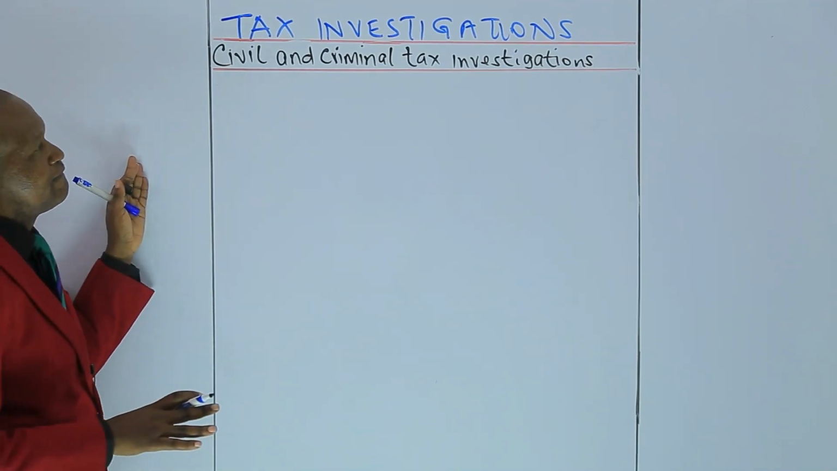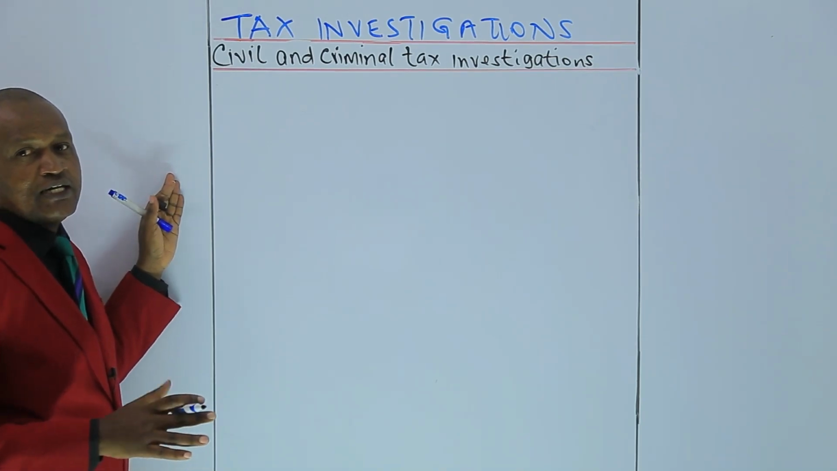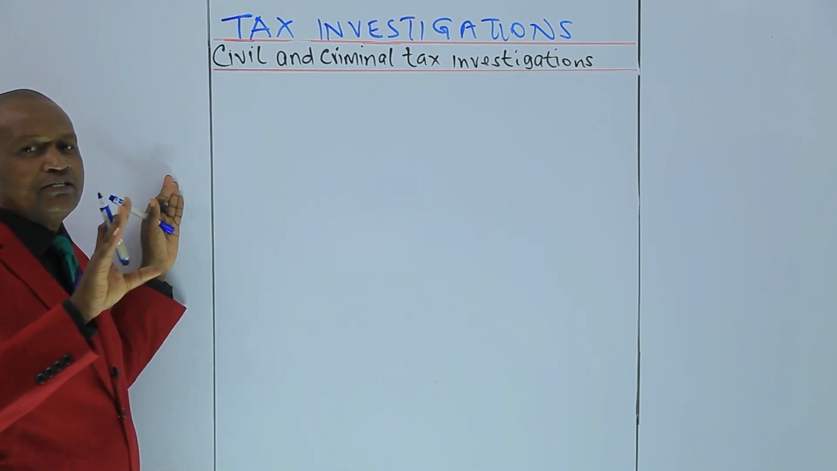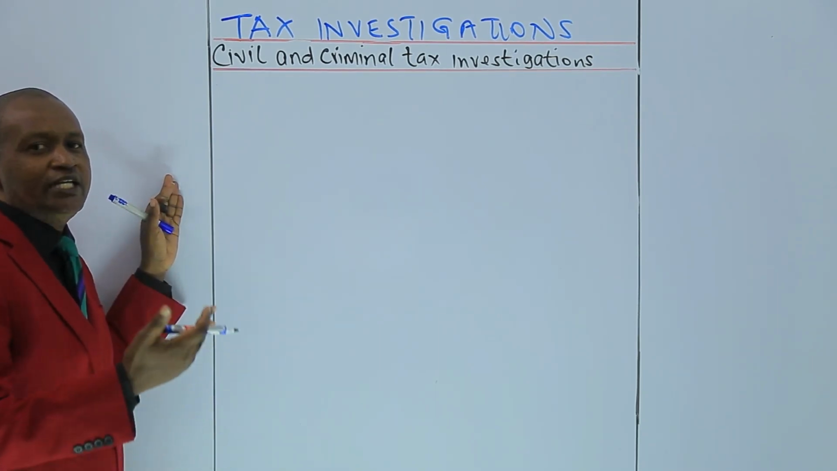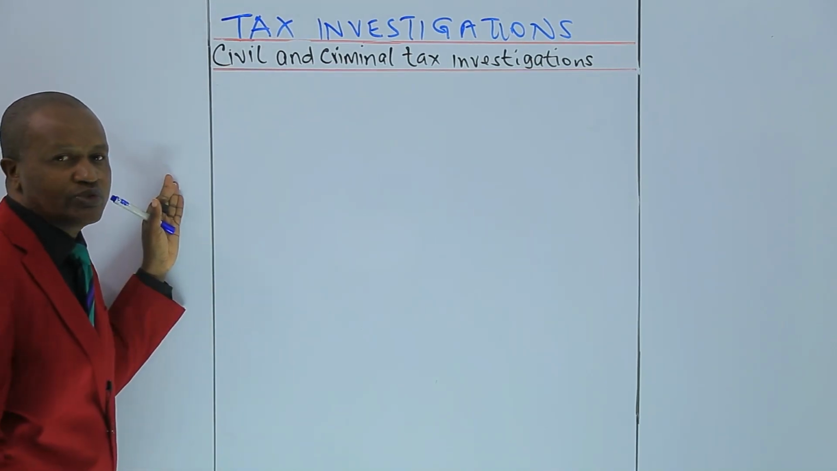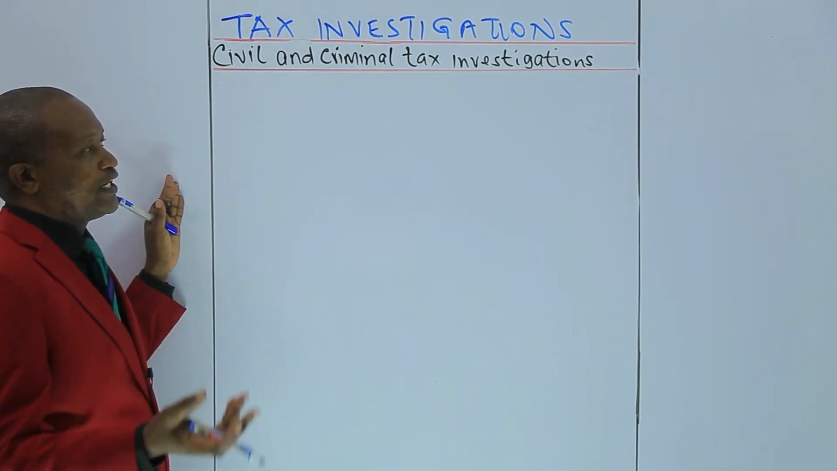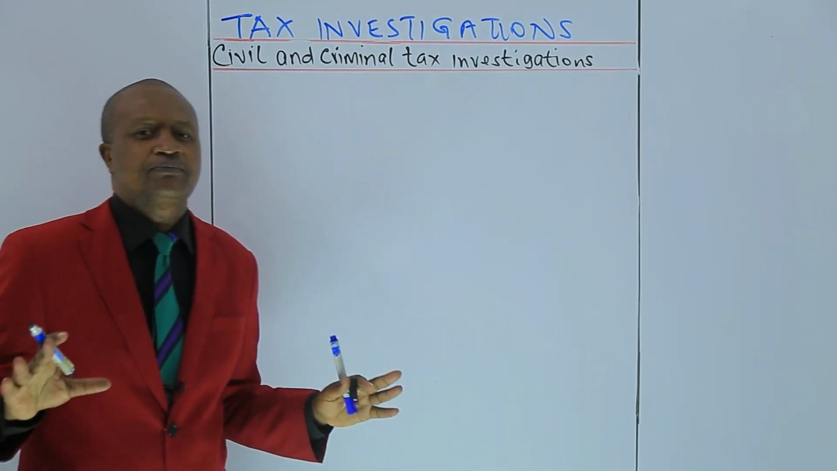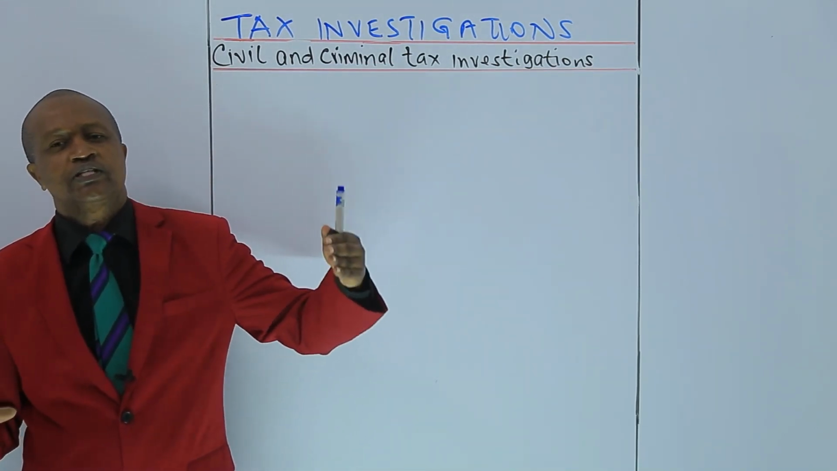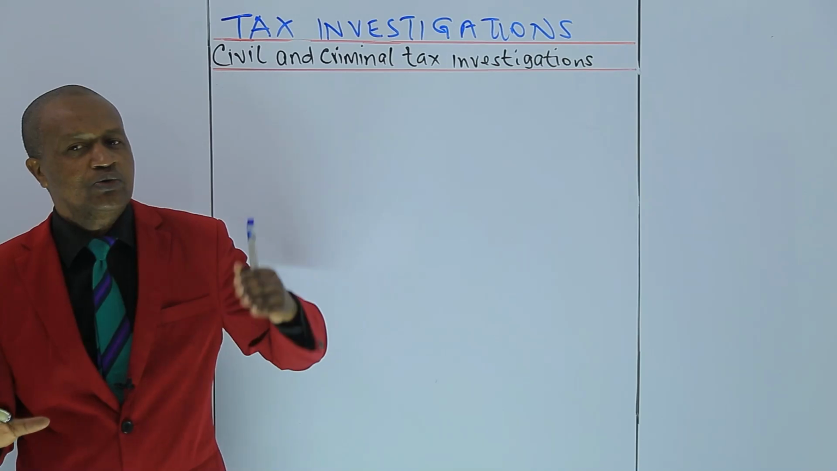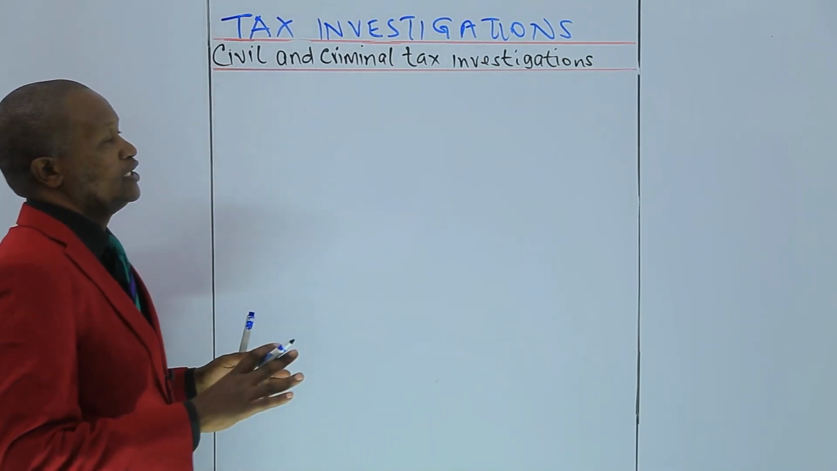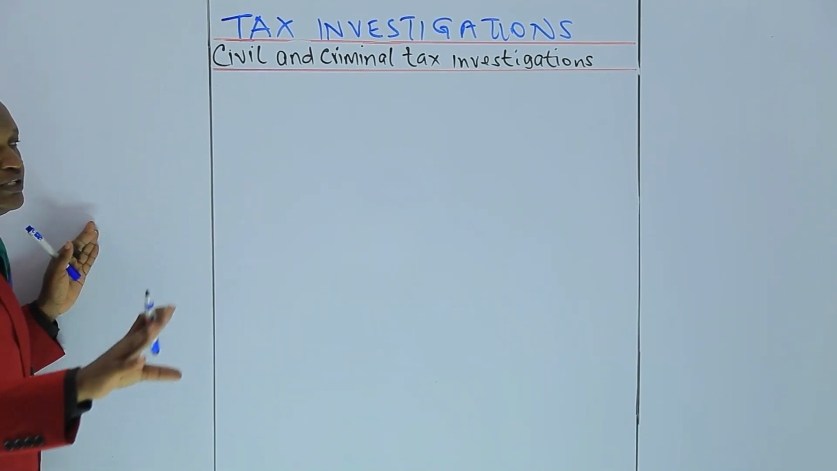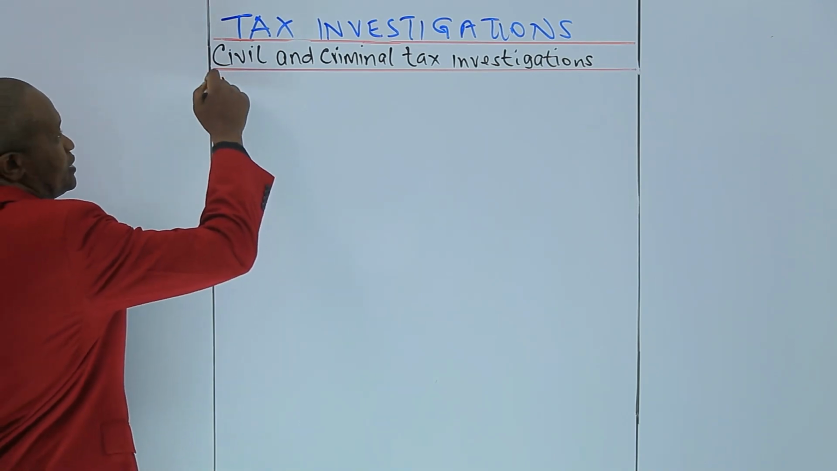And these investigations are typically initiated when KRA suspects that a taxpayer has underreported income, has overstated deductions, or has failed to file tax returns. And there is a process that the Revenue Authority follows in carrying out a civil tax investigation. That's the process we are going to outline in this lesson. Then we look briefly at the penalties. So the process.